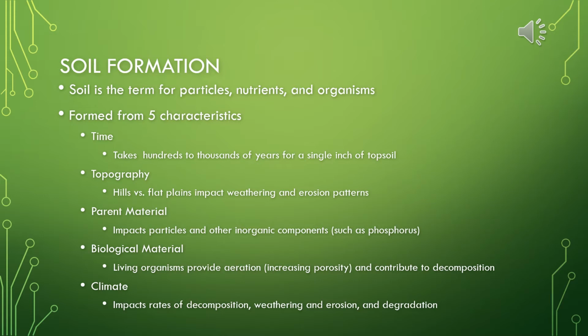We also have topography as an issue. Hills versus flat plains are going to impact your weathering and erosion patterns. And it's important to remember that weathering is the process of breaking something down. And that weathering can happen in one of 3 ways: chemically, biologically, or physically. Chemical weathering is typically done with acids. The universal solvent is water. Water is very good at both physical and chemical weathering.